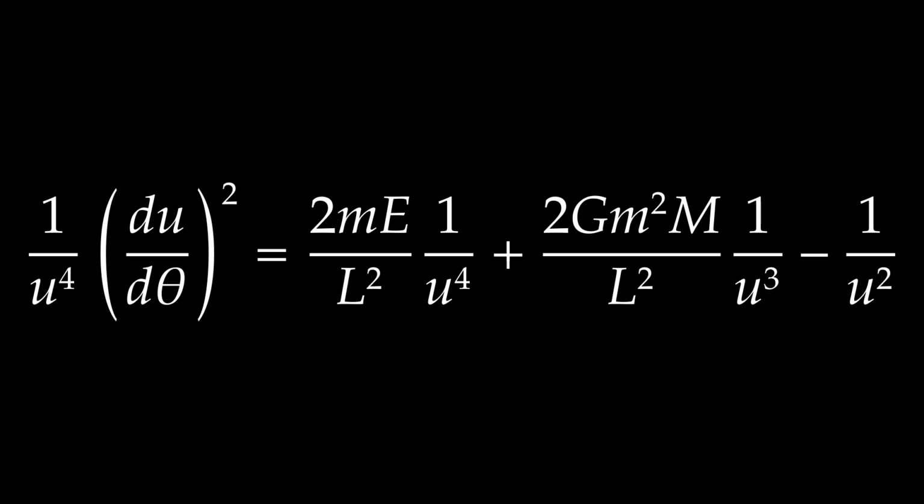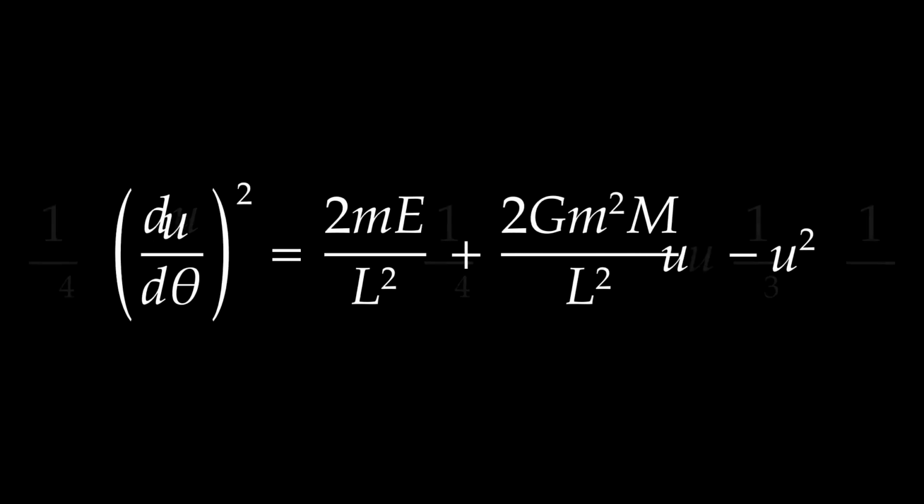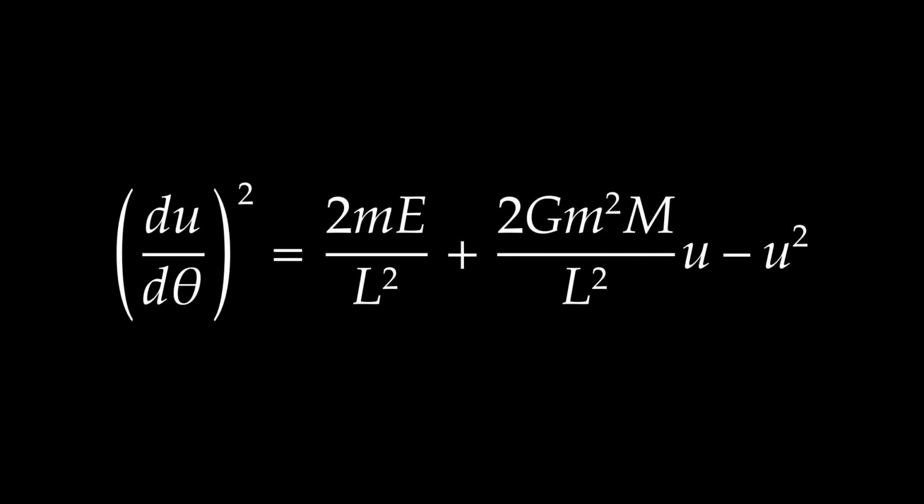And so with a mind to reducing the powers, I have this on the left-hand side, 1 over u to the 4th. I'm going to multiply through by that 1 over u to the 4th, so I'll rewrite here. Multiplying the left-hand side by 1 over u to the 4th is du d theta squared. Now on the right-hand side, I simply have to follow through multiplying each term by u to the 4th. The first term becomes 2me over L squared, because it's 1 over u to the 4th times u to the 4th, which vanishes, minus 1 over u squared multiplied by u to the 4th, which gives me u squared in the numerator, plus 2g m squared M over L squared times u.